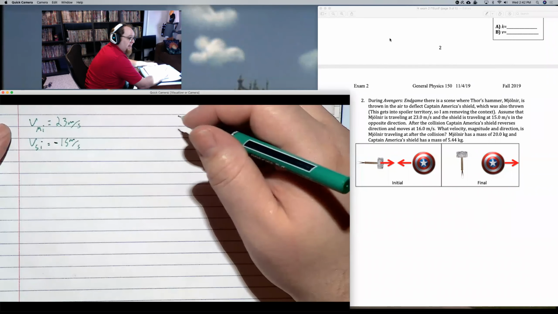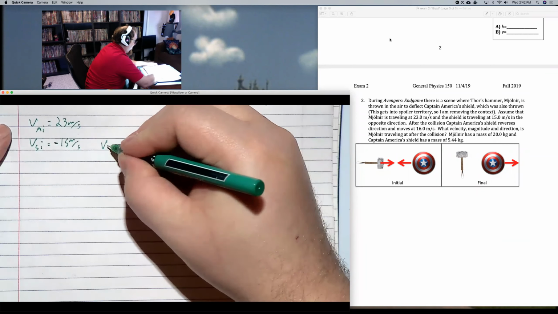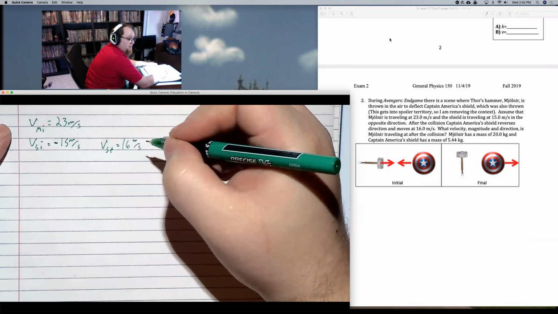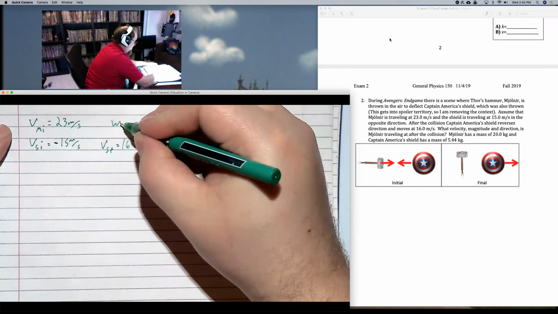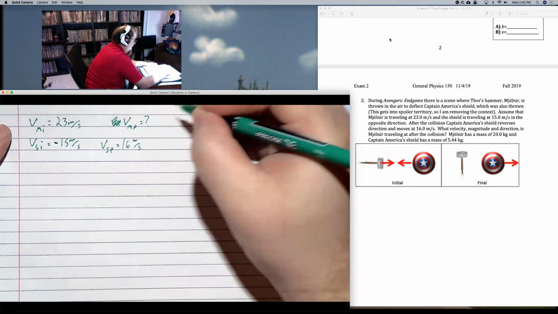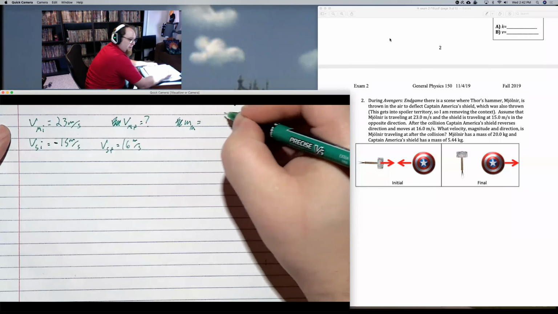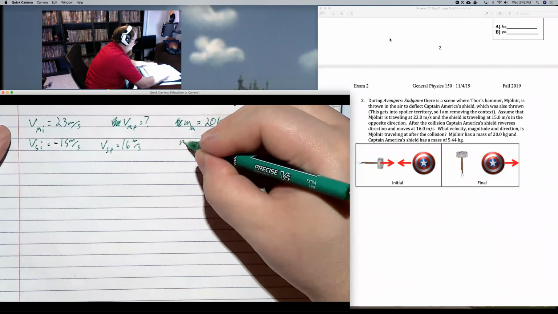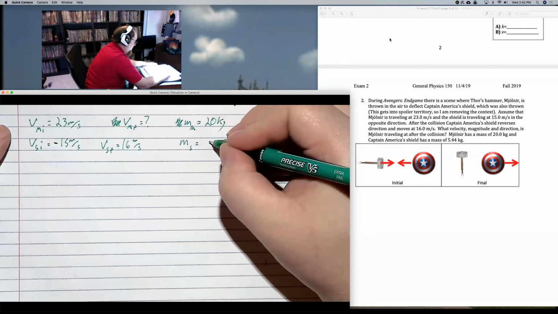After the collision, Captain America's shield reverses motion and moves at 16 meters per second. And now it's to the right. What velocity, magnitude, and direction is Mjolnir? And I give the masses. The mass of Mjolnir is 20 kilograms, and the mass of the shield is 5.44.